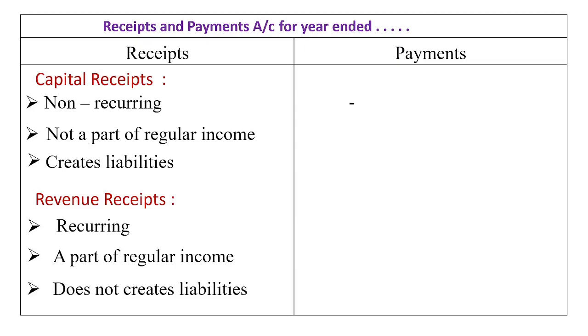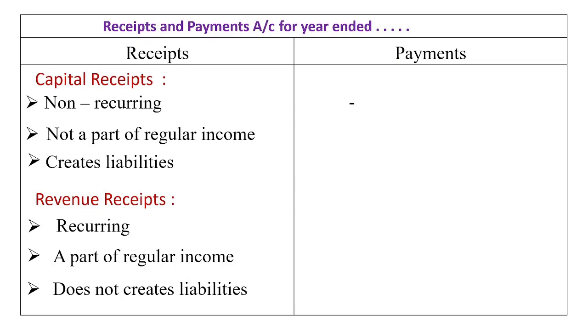And third thing is that this receipt does not create liabilities on the organization. Hence, these are revenue receipts. Now see the payment side. On the payment side, there are different kinds of expenditure given: expenditure relating to the current year, previous year, and also for the next year.